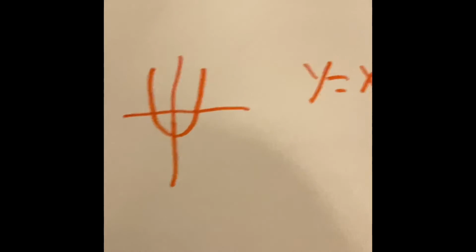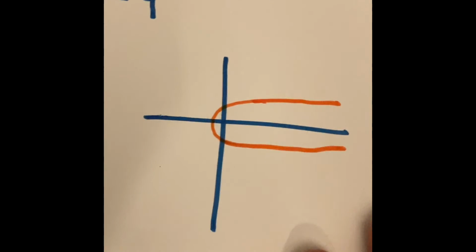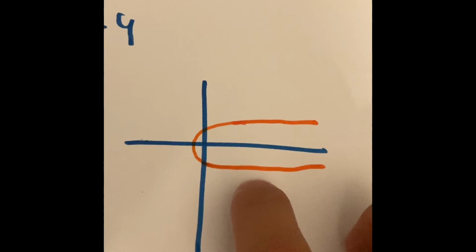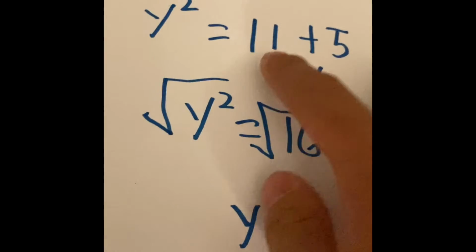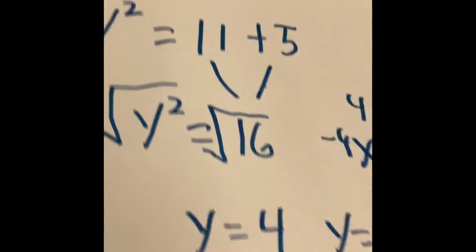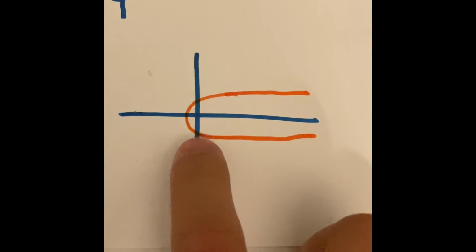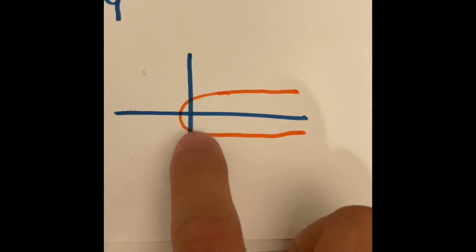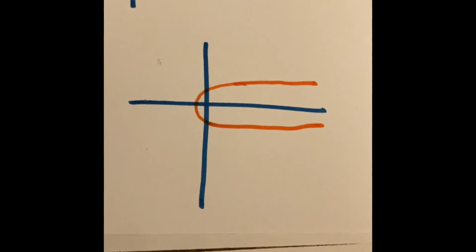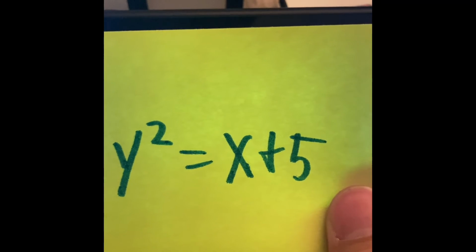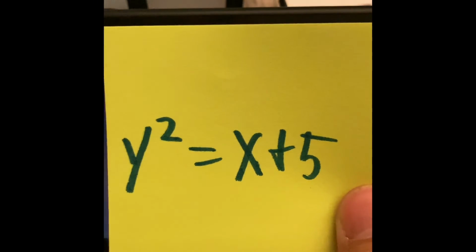But what happens if we take a look at our previous line on the graph? Y squared equals 11 plus 5. Let's see how Mario does when he tries to collect all the coins in this graph. Let's go!